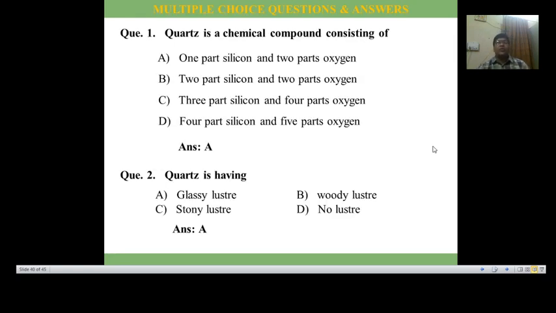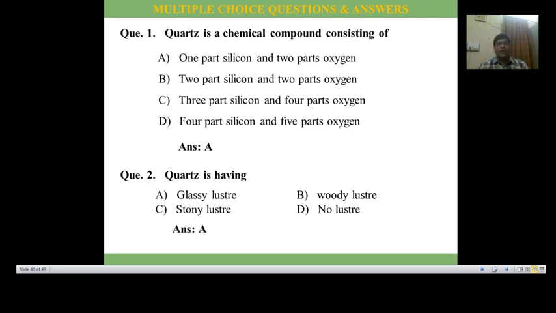Coming to the multiple choice questions and answers, a total of 10 questions are there, based on whatever was discussed till now in this online class, each followed by 4 options. Any one answer among the 4 is the correct answer.